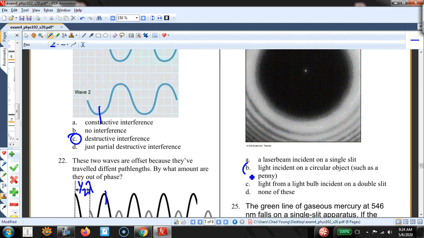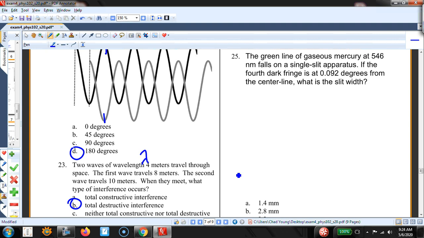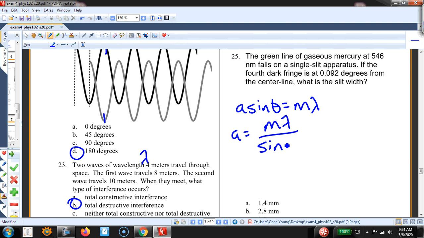This type of interference is light incident on a circular object. Here I want to know what is the slit width for this green light of gaseous mercury. Say a sine theta equals m lambda. So a is what I'm looking for. m is 4. 546 is lambda.